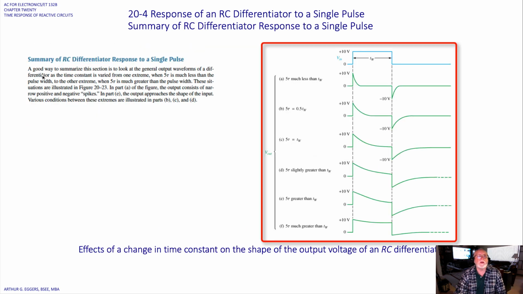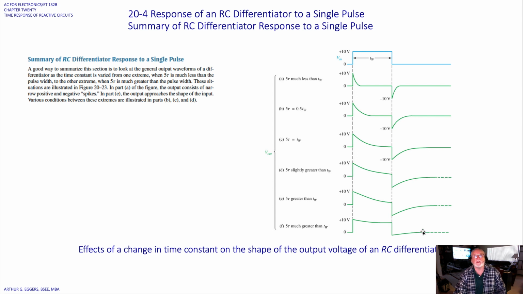Okay, so a good way to summarize this section is to look at the output waveforms of a differentiator as the time constant is varied from one extreme when 5 tau is much less than the pulse width to the other extreme when 5 tau is much greater than the pulse width. These situations then are shown in the graphs. So if you step through these, you can see then in each case as we change the time constant what the output waveform is going to look like.